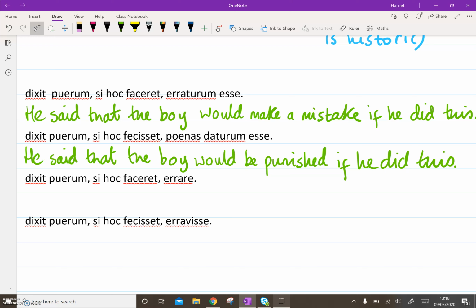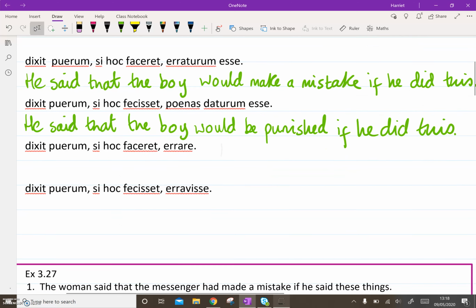Okay, so in the second example, he's done that action before he's being punished, which is why it needs to be pluperfect subjunctive, and which is why in the original statement it would have been future perfect. In the first example, he doesn't have to have done anything to be told that he's making a mistake. It could be happening at the same time, which is why it's imperfect and not pluperfect subjunctive.